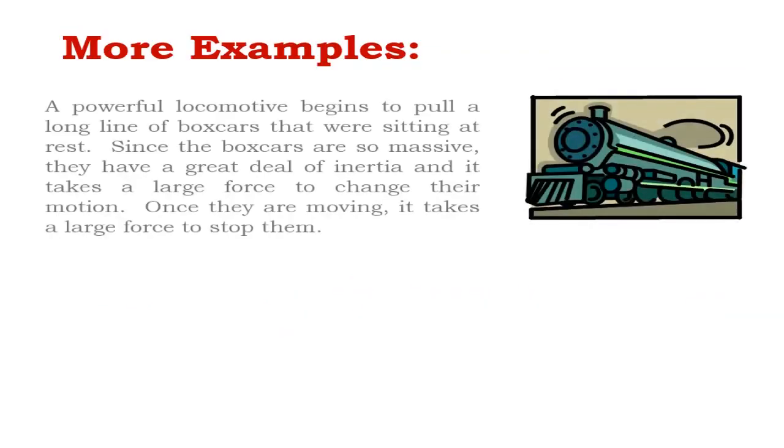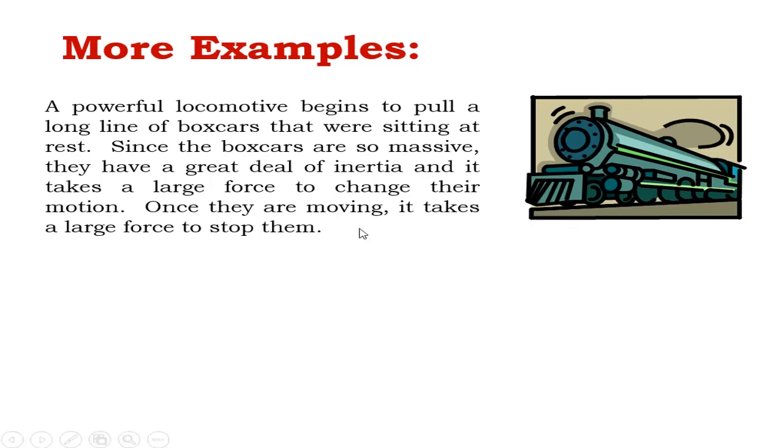So we have another example. Focus on the last sentence: once they are moving, it takes a large force to stop them. So the concept from earlier, the bigger an object, the more inertia it has, or the more tendency it has to resist an external force. If a train is already moving and you put something in front of it on the railway, it will easily be pushed by the train because the train is heavier than whatever is blocking it. So the bigger an object, the more tendency it has to resist external forces.